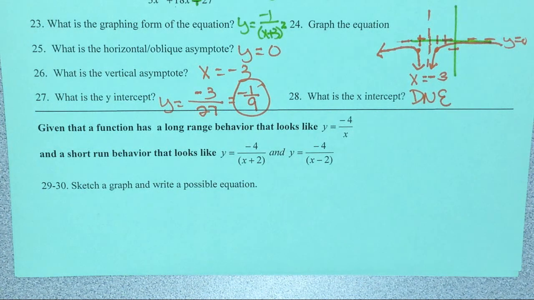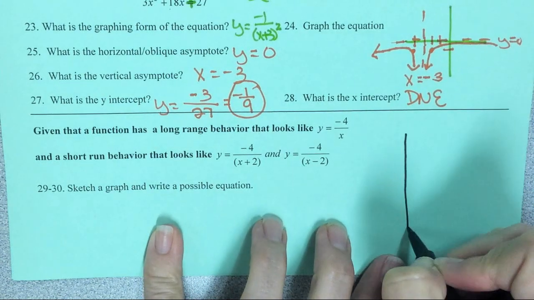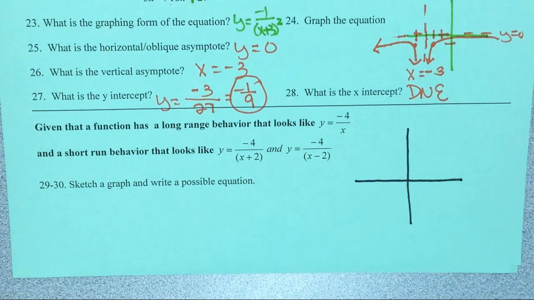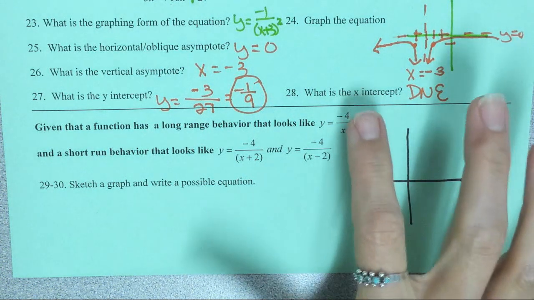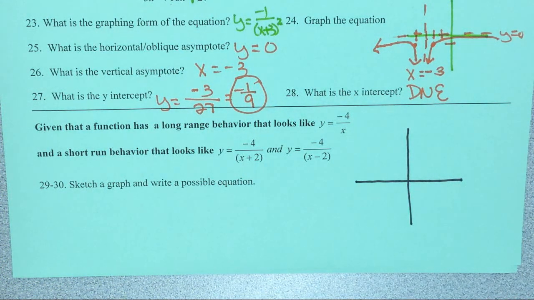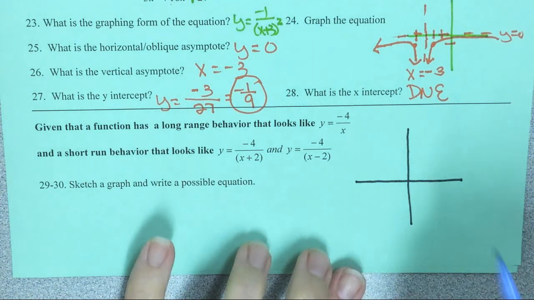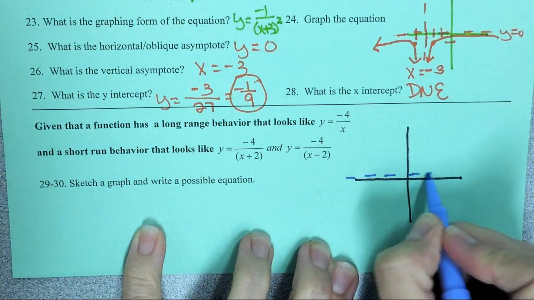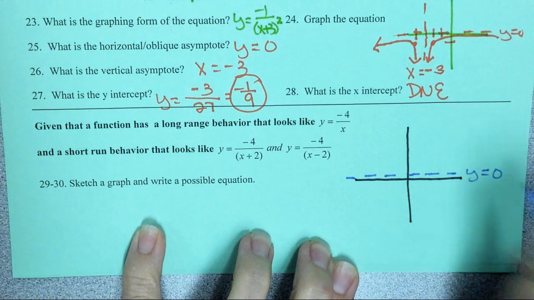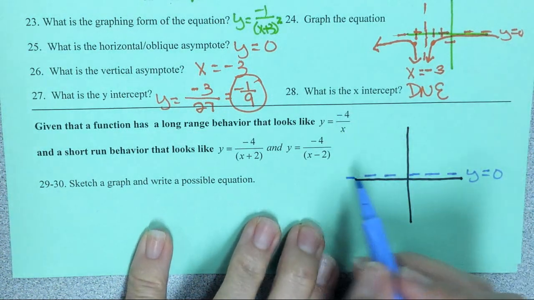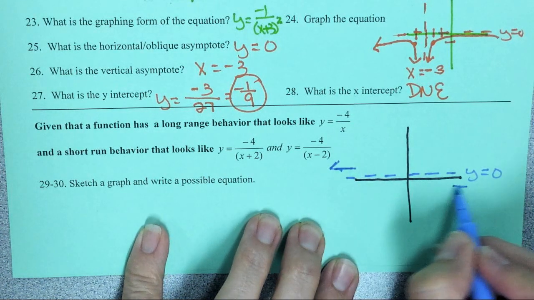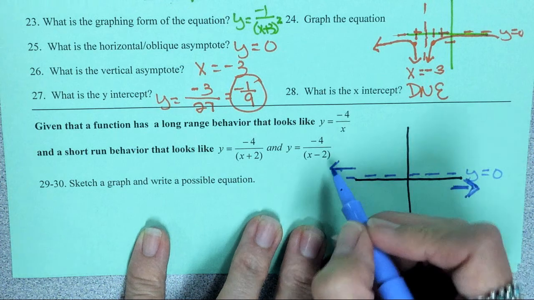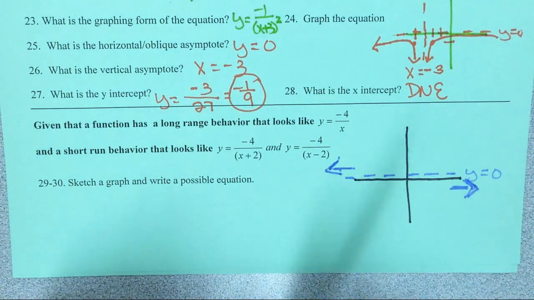On 29 and 30, they gave me some information about my long and short run behavior, and they wanted me to sketch a graph and write a possible equation. Okay, so let's see what we got so far. So I'm going to start by sketching a graph. And they tell me it's going to look like a negative 4 over x for my long run. So I know my horizontal asymptote is going to be right here. And I know that because it's a negative, I'm going to be up on the left and down on the right, the opposite of what I would normally do because it's a negative. So that's how the first part of the graph is going to look.